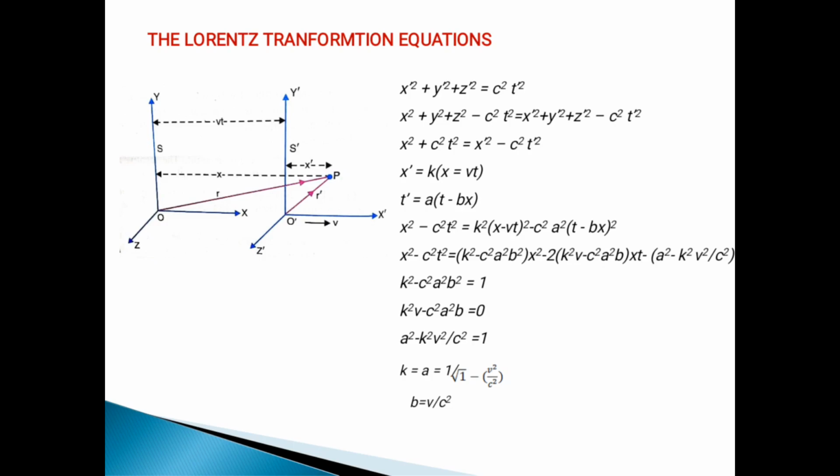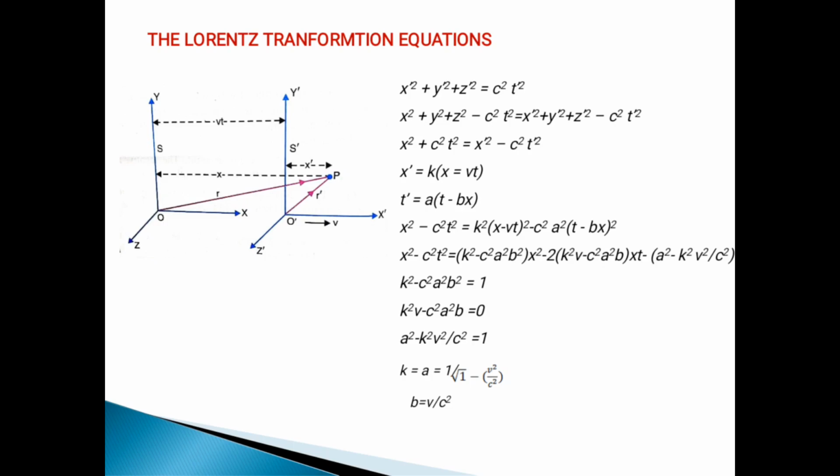Equating the coefficients of corresponding terms in the equations, we get k square minus c square a square b square equal to 1, k square b minus c square a square b equal to 0, and a square minus k square b square by c square equal to 1. Solving these three equations, we get values for k, a and b. k equal to a equal to 1 by square root of 1 minus v square by c square. Then b equal to minus v by c square.